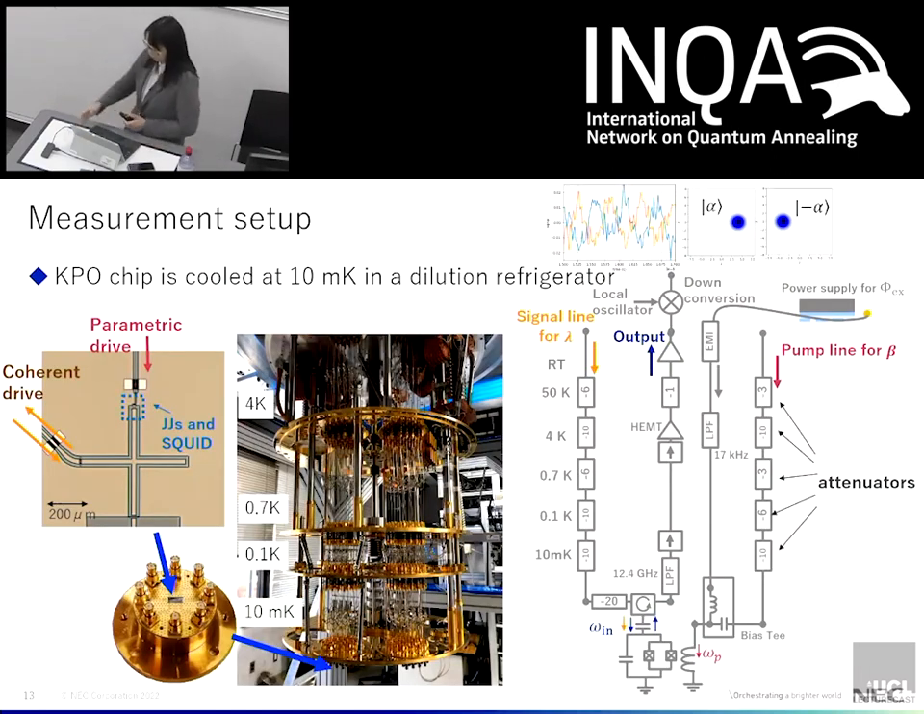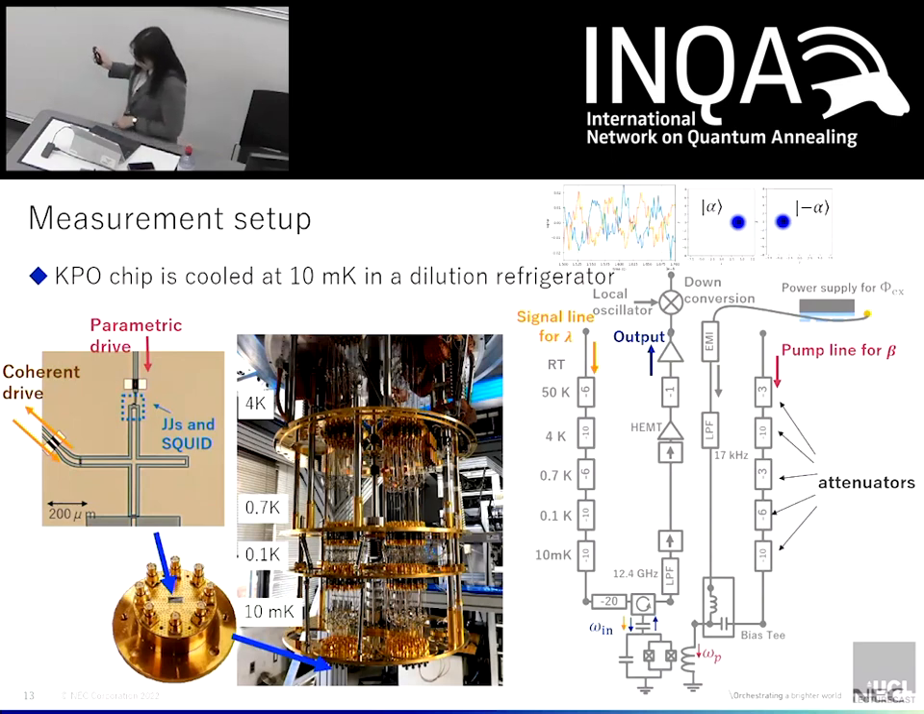Here, I explain the measurement setup of our quantum annealing machine. This is a microscopic image of JPO, KPO. The yellow part is niobium, and the dark part is the surface of the silicon substrate. The niobium film is patterned using photolithography and alloy etching. To make Josephson junctions, we use E-beam lithography and shadow evaporation of aluminum.